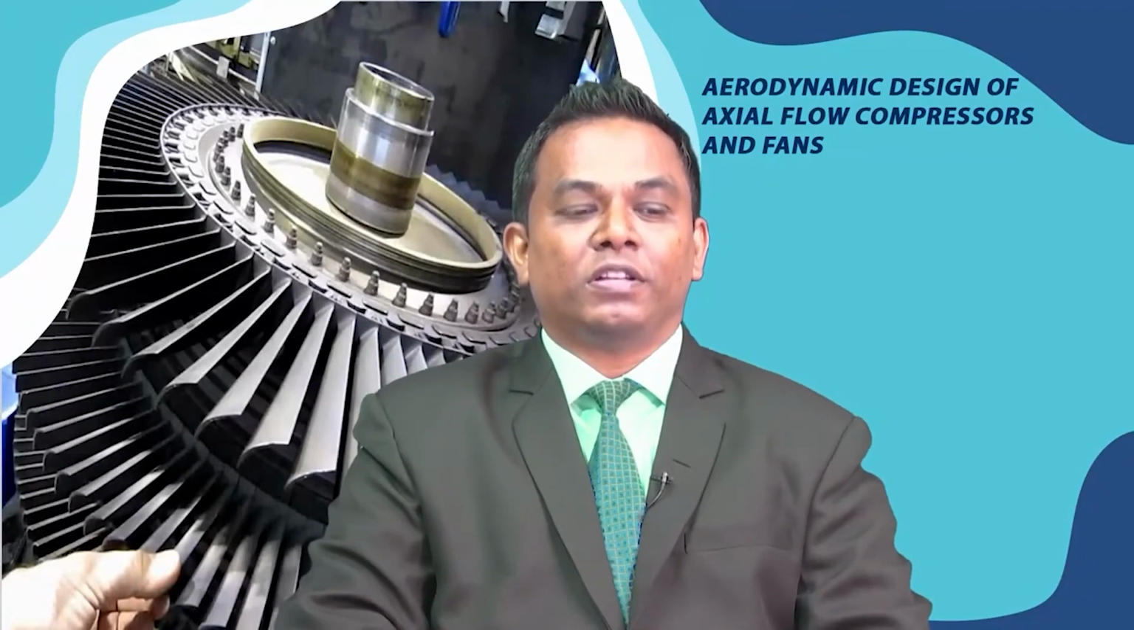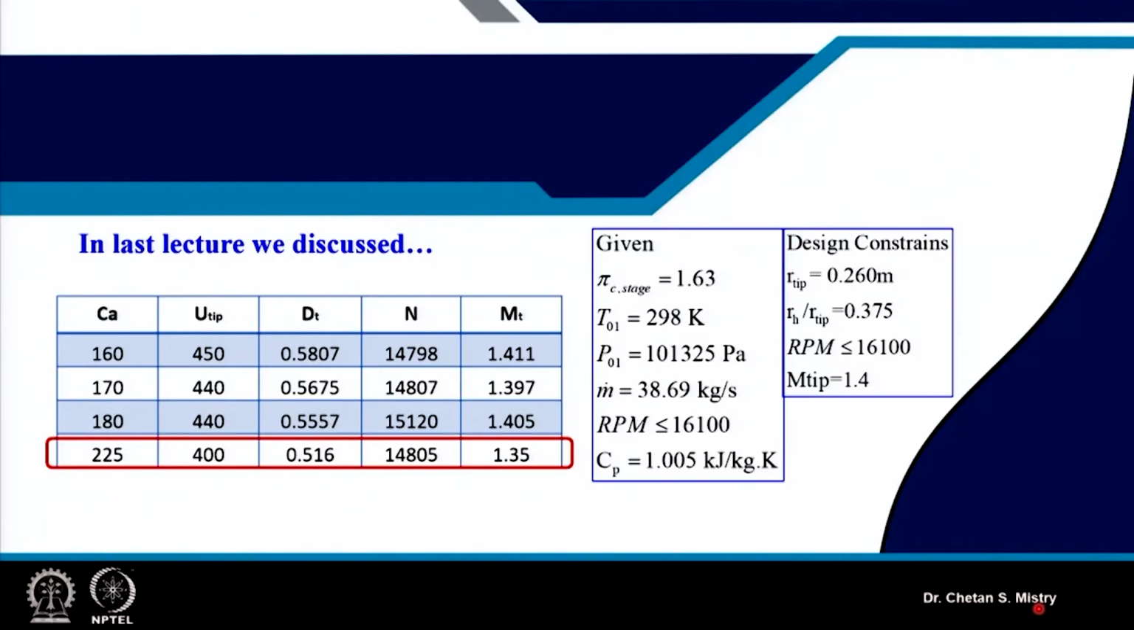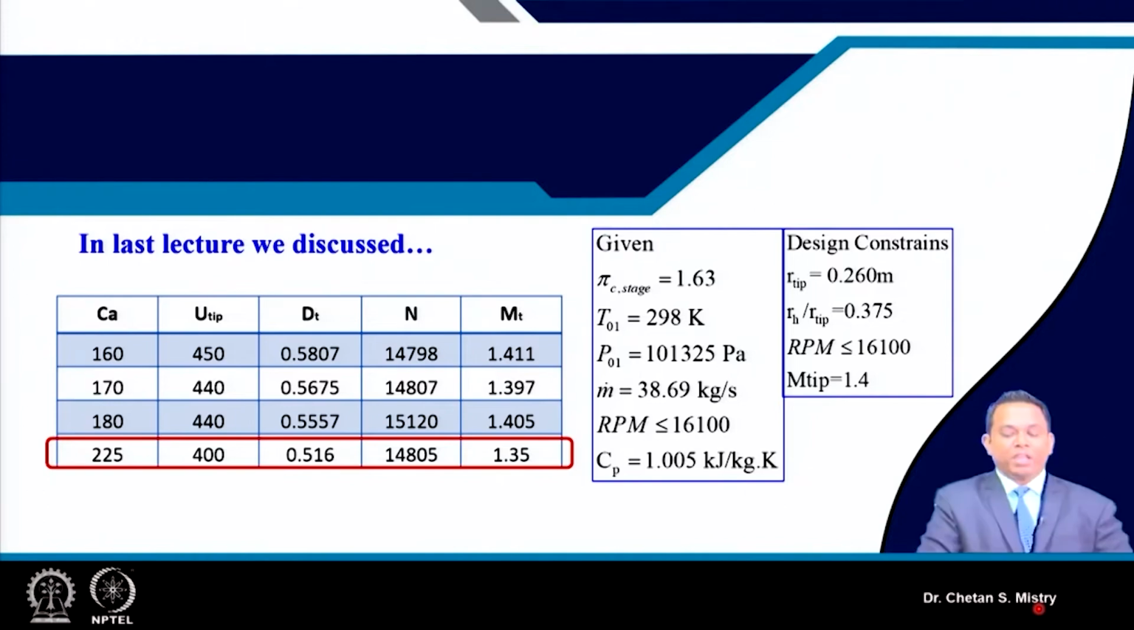Welcome to lecture 56. We are discussing design of transonic compressor. So this design is mainly focusing on a pressure ratio of the order of 1.63. Mass flow rate is fixed at 38.69 kg per second, and we have our design constraints. For that, in the initial stage we have assumed certain axial velocity numbers, say peripheral speed.